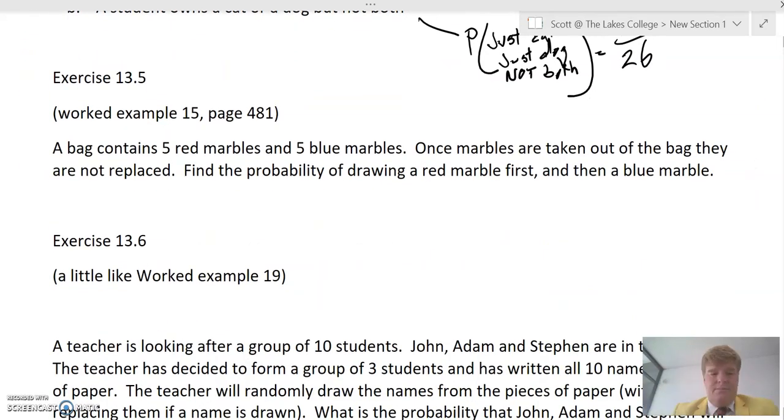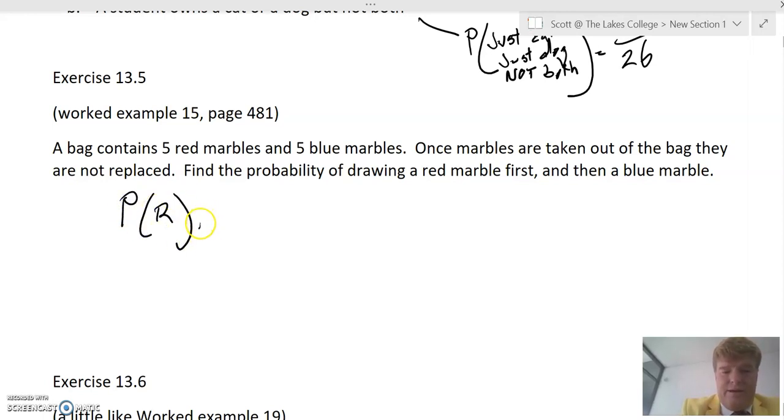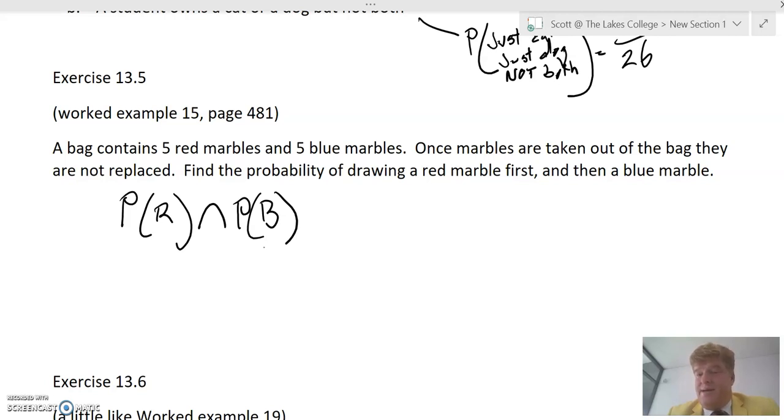Okay, I just need a little bit more room. Finding probability here, we've got a bag of marbles, and we're taking those marbles out of the bag. So we're asked here the probability of drawing a red marble, so probability of red, and then the probability after that of drawing a blue. And importantly, we're saying that the marbles aren't replaced. So there's going to be a different set of marbles after the first one.